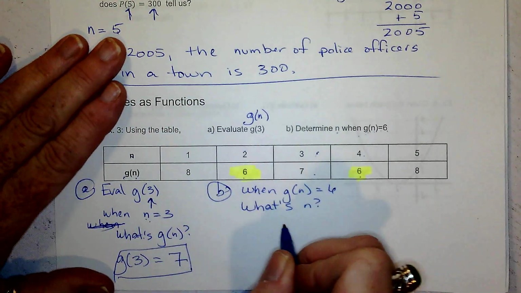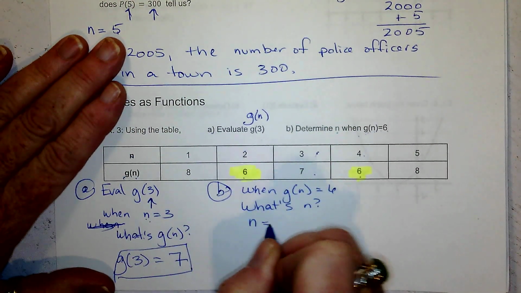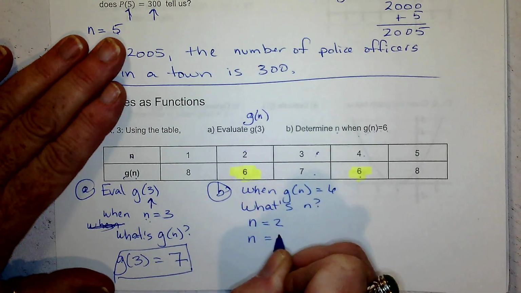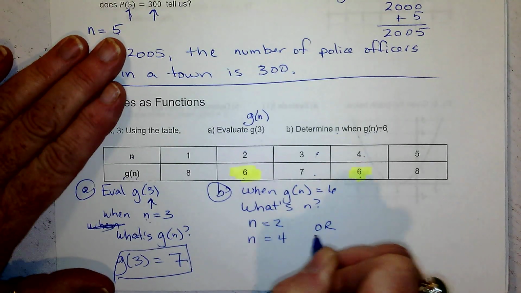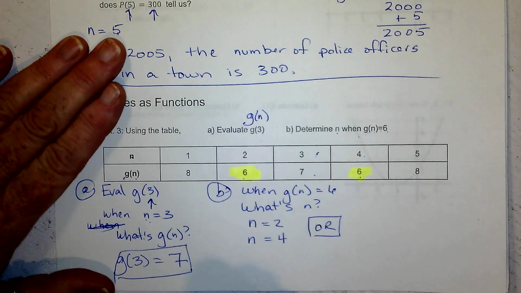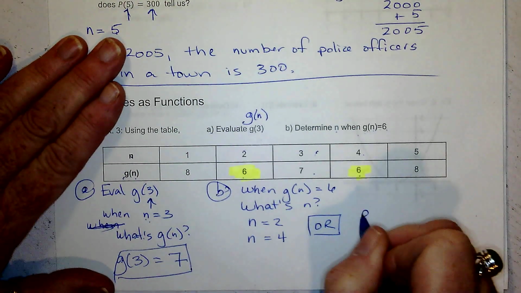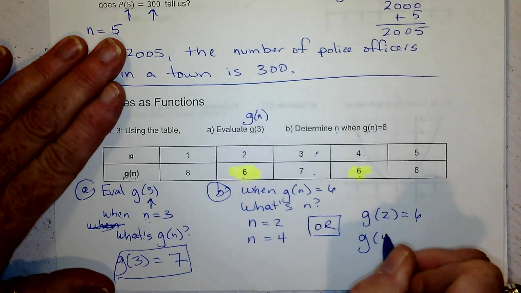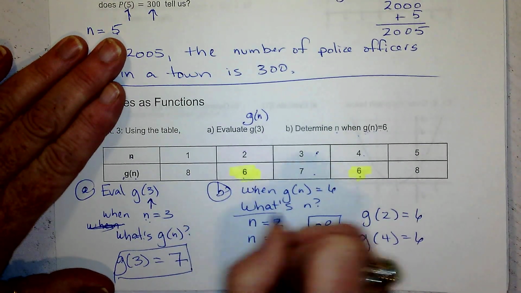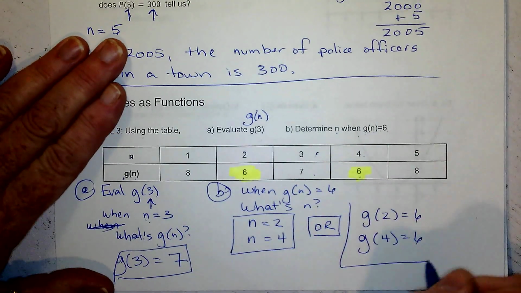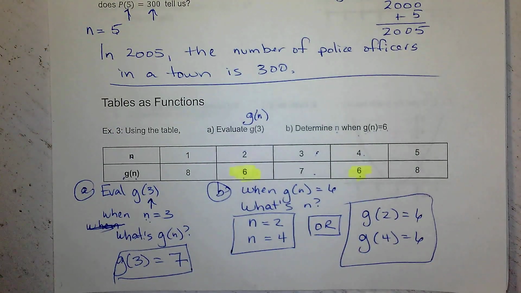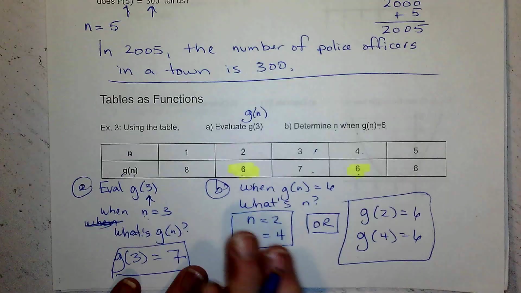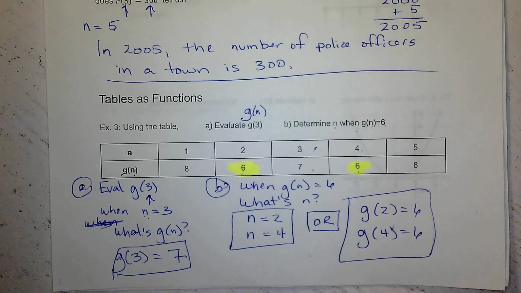So you can write your answers like this. n is equal to 2, n is equal to 4, or since you've all taken algebra before, you could write G of 2 is equal to 6 and G of 4 is equal to 6. Both of these methods are correct. You pick which one you like and go with it. I do not expect you to write both of these. That's why the or is there.